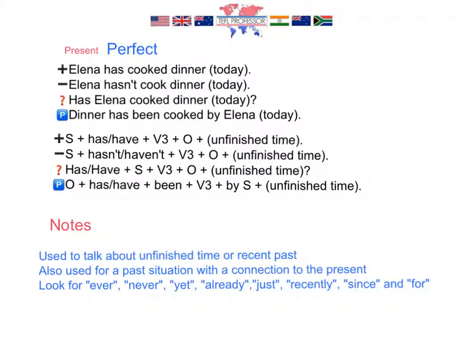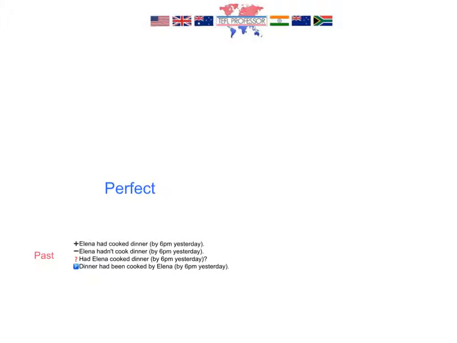Now, the most common use of present perfect is the unfinished time. That's why you see here plus an unfinished time. That's the most likely scenario for using present perfect. So you can always add in an unfinished time there, and you'll be sure that you're using it correctly. Next, we go on to the past perfect.